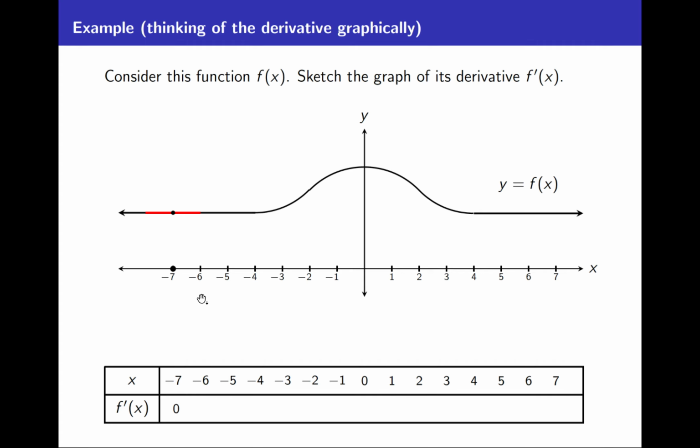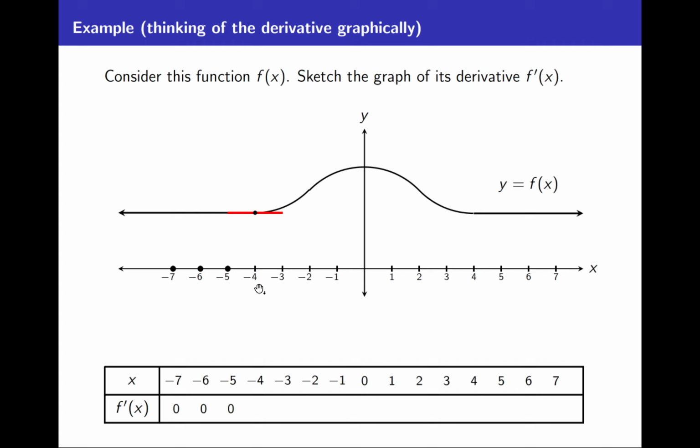Moving on to x equals minus 6. Slope there is 0. So f prime of minus 6 is 0. And we'll plot that point minus 6, 0. Move on to minus 5. At minus 5, the tangent line is still 0, slope 0. So f prime of minus 5 would be 0. And we'll plot that point minus 5, 0.